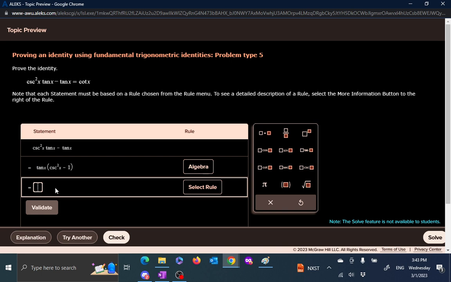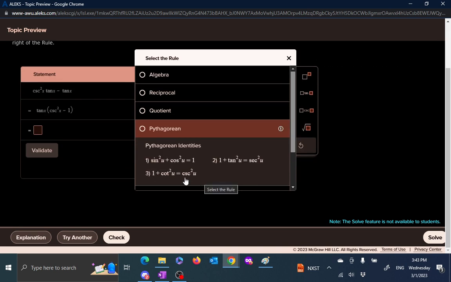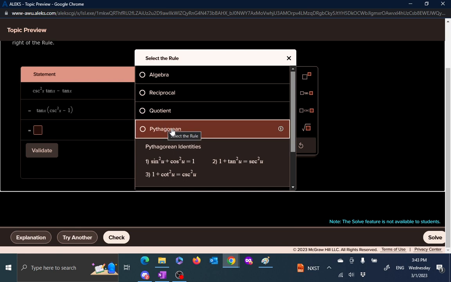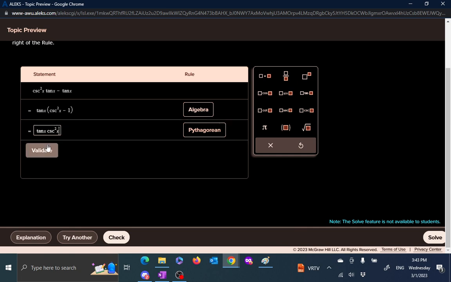Now cosecant square minus 1, do we remember what that one is? That is of course a Pythagorean identity. Cosecant square minus 1 is cotangent square, so I'm going to use Pythagorean, and this is going to be tangent of x times cotangent square of x. Excuse me, I wrote cosecant by mistake; it is cotangent square of x, that's what I meant.